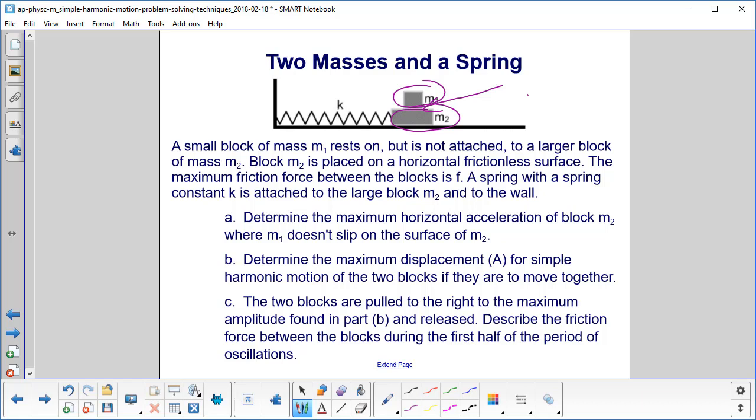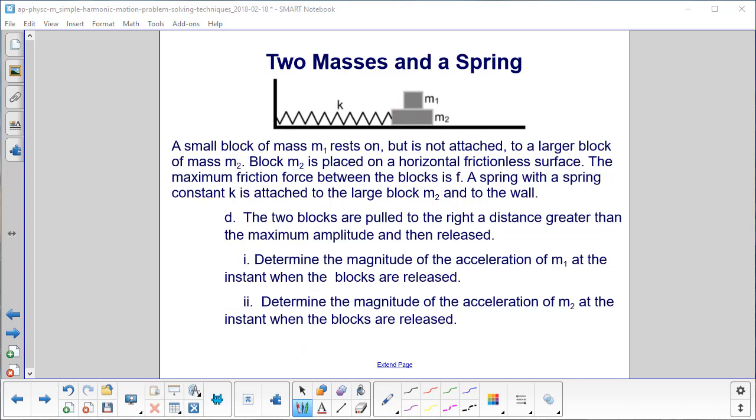A spring with a spring constant K is attached only to the large block M2 and the wall. A: Determine the maximum horizontal acceleration of block M2 where M1 doesn't slip on its surface. B: Determine the maximum displacement A for simple harmonic motion if the blocks move together. And C: you pull the two blocks to the right to the maximum amplitude found in part B and release. Describe the friction force between the blocks during the first half of the period of oscillations.